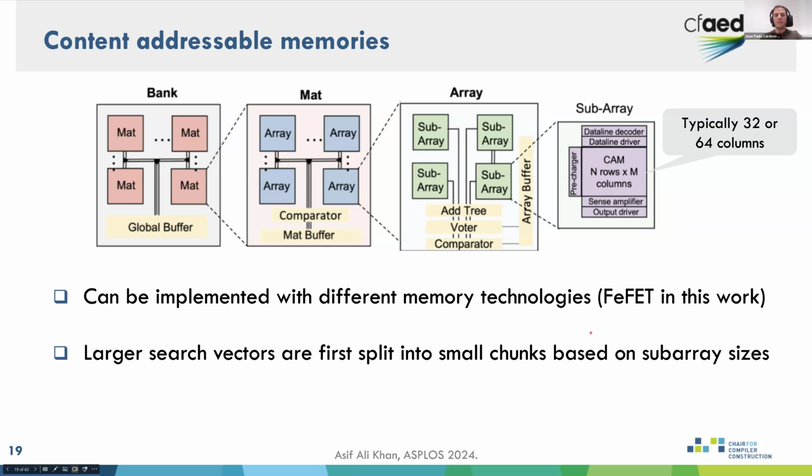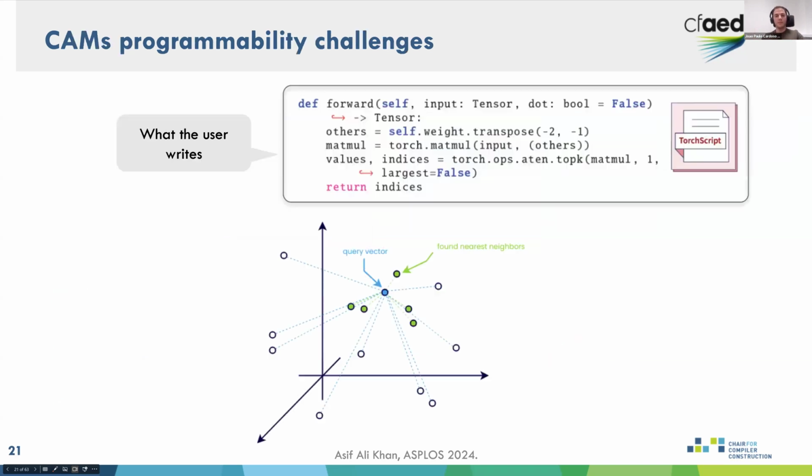Right, so if you have this memory with a bunch of subarrays, one thing that you can do is look for similar vectors in the memory, for instance. When you want to do that, you're going to have to take your large search vectors and split them into small subarray sizes. I mean, first the content that you want to look at, and then the query. You have to do this partitioning of the stored data, the data you're going to store, and the queries, right? And these chunks are going to end up in the subarrays.